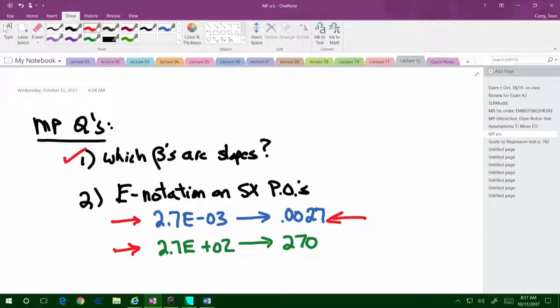The other one, 2.7e plus 02, says move it 2 digits to the right. And that gives you a bigger number, 270. So that's how you interpret the E notation, if you see it on one of your printouts. Okay? Don't get confused by that. All right, now a couple other things to help you.